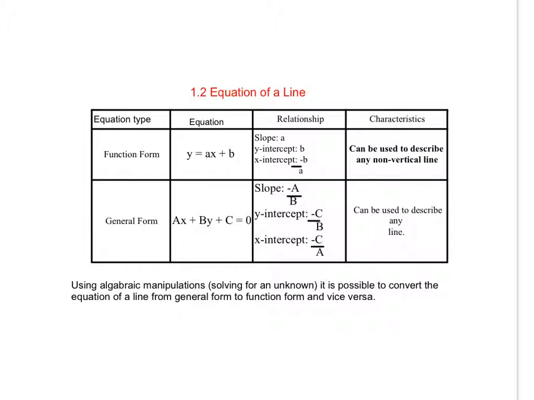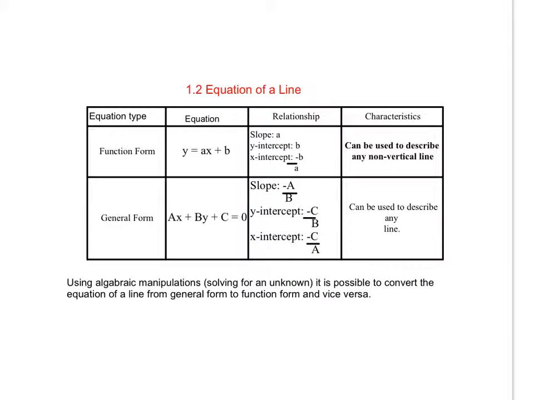When we talk about linear equations, we need to talk about the equation of a line. Every line has a specific equation associated to it. We have two types: function form and general form. Function form is y is equal to ax plus b. It is the form that you guys are the most acquainted with and the one that you will use the most. Slope is a, y-intercept is b, and how we find the x-intercept is you make b negative and then you put it over a. It can be used to describe any non-vertical line, meaning a line with a slope.